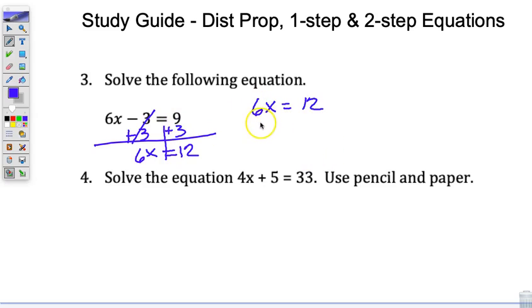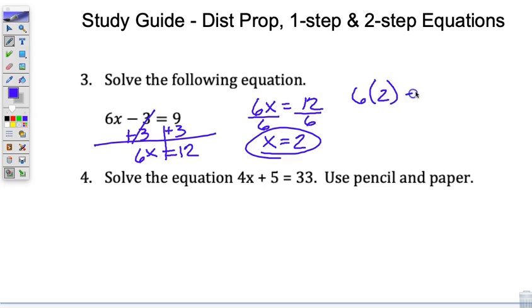This is multiplication. To undo that, we're going to divide by 6 on both sides. 6 divided by 6 is 1x, and 12 divided by 6 is a positive 2. Once again, you can go back in and substitute the 2 in for x to ensure that it is correct. 6 times 2 is 12, subtract 3 is in fact 9, so we know we're correct.